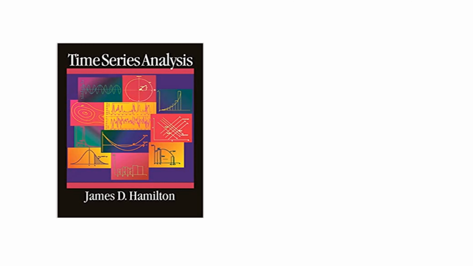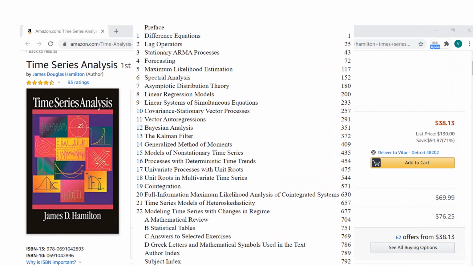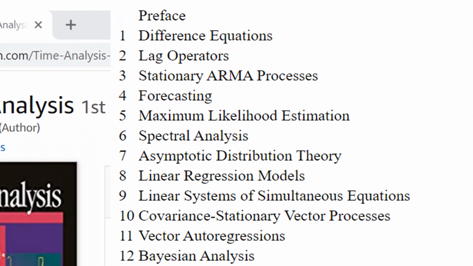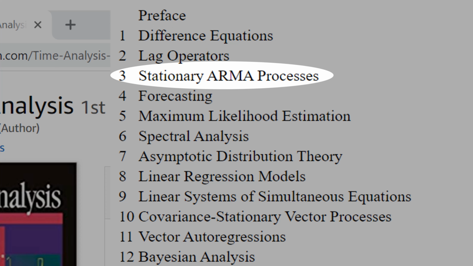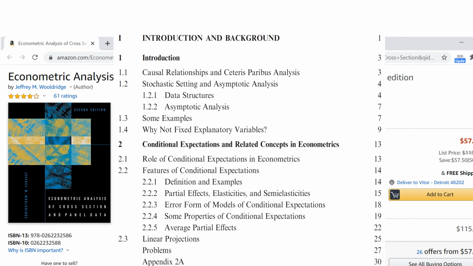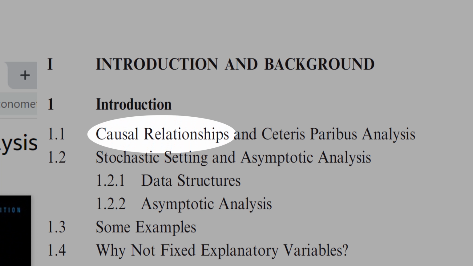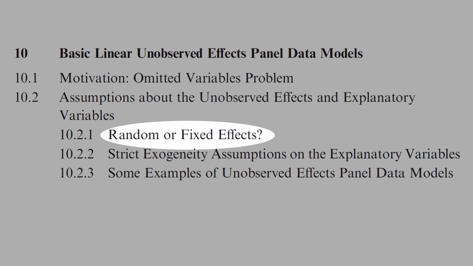Usually, the study of econometrics is divided based on data type. See the title of this book, Time Series Analysis, and see the title of this book, Econometric Analysis of Cross-Section and Panel Data. Let's see the topics covered by this time series book. See that Hamilton starts teaching difference equations, stationary ARMA processes, forecasting, vector autoregression. Let's see now the topics covered by Wooldridge. He starts with causal relationships. We can see here in chapter 10, panel data models, random or fixed effects.